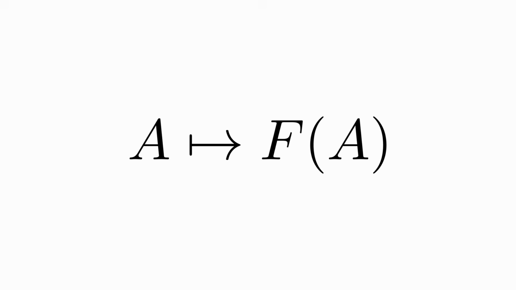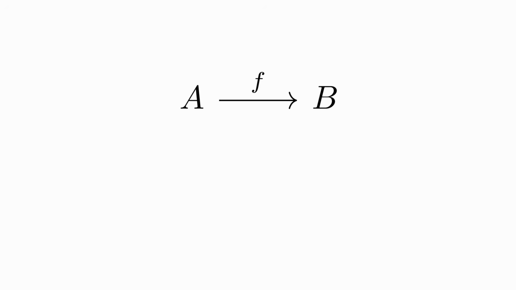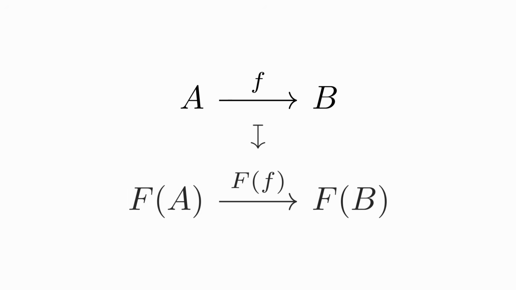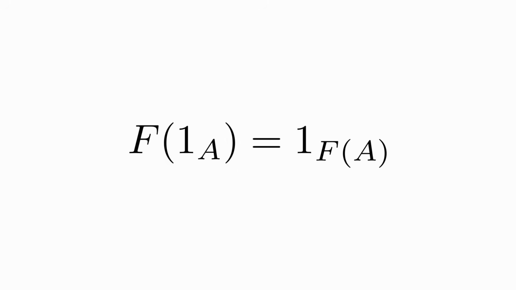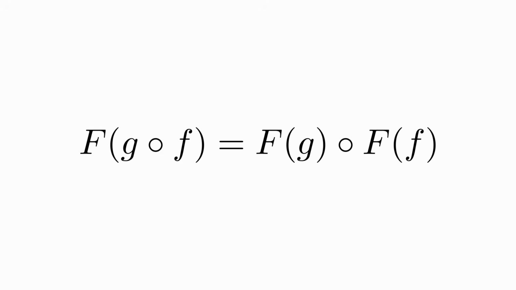A functor takes objects from C and turns them into objects in D, usually written like this. Similarly, a functor takes morphisms from C and turns them into morphisms in D, with the endpoints determined by the function on objects. By respecting identities, we mean the functor takes identities to identities. As for respecting composition, this means that f applied to a composition in C is the composition in D of f applied to each morphism.